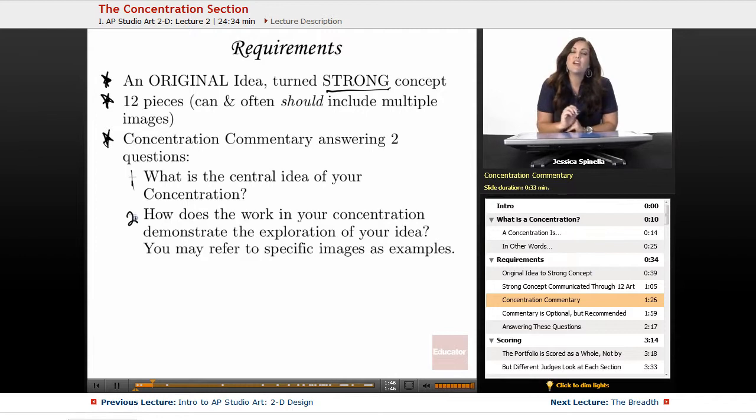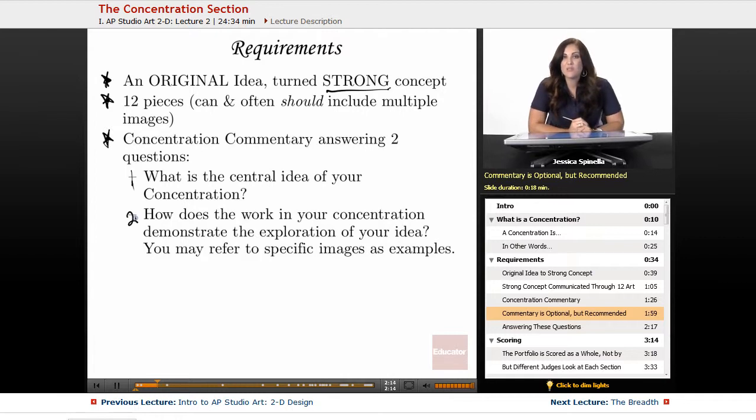Now, at the very end of this course, when you go to submit and start registering on the AP website and turn everything in digitally, there's going to be a section on the website that's going to ask you for your concentration commentary. You will not be scored down if you do not include a concentration commentary, but honestly, it really helps you, because if you don't explain to the judges what your concentration was about, a lot of times they can really misunderstand it. They won't get it, and then you might not get as high a score as if you had included something that told them about what you're doing.